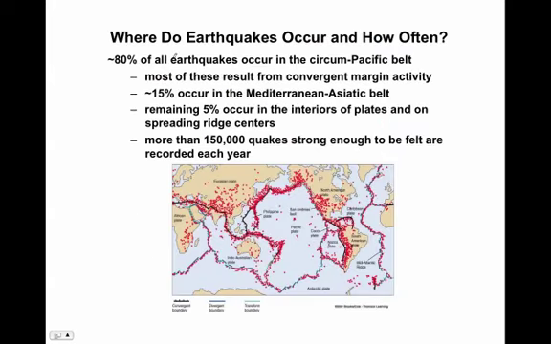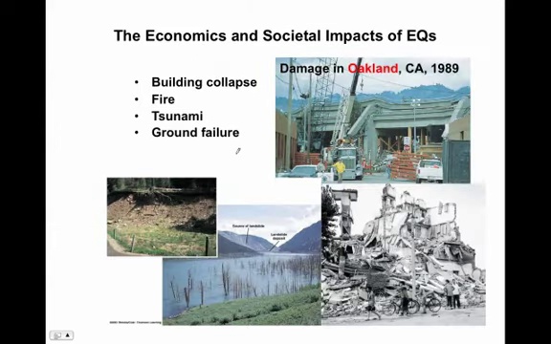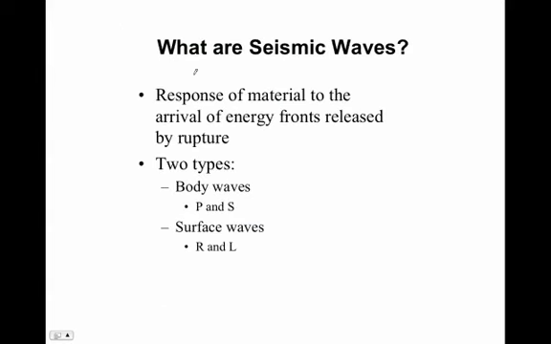Where do we find earthquakes? 80% of them occur along the Pacific Belt, and most of these are at convergent boundaries. And so the Ring of Fire again. And there's a huge societal and economic impact in regards to earthquakes that we'll talk about.